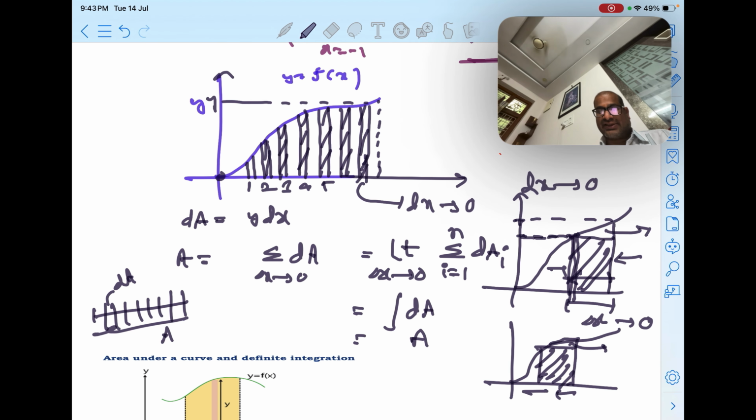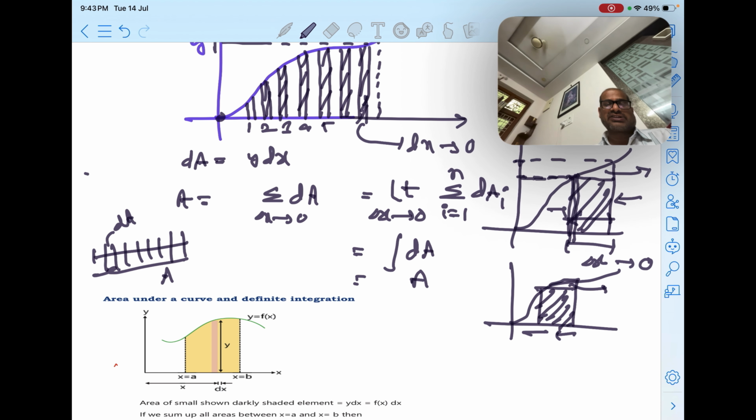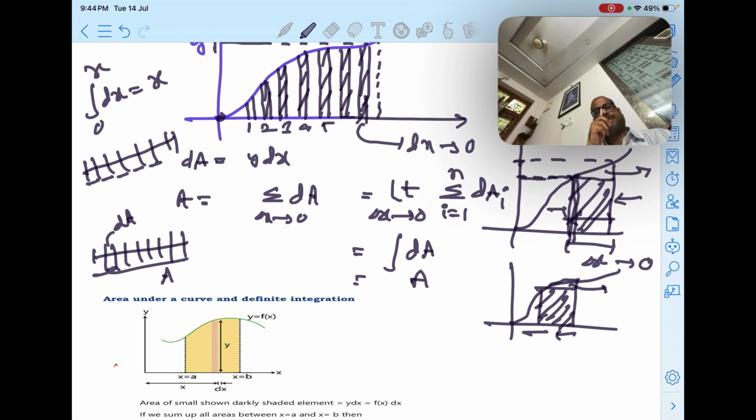So integration of dA is A. Integration of dx is x. If there is a length x, and you are dividing that length into small small elements, each of it is dx. If you add all this dx, this dx, this dx, the total x we will get. The physical meaning of integration of dx is x, from 0 to x.